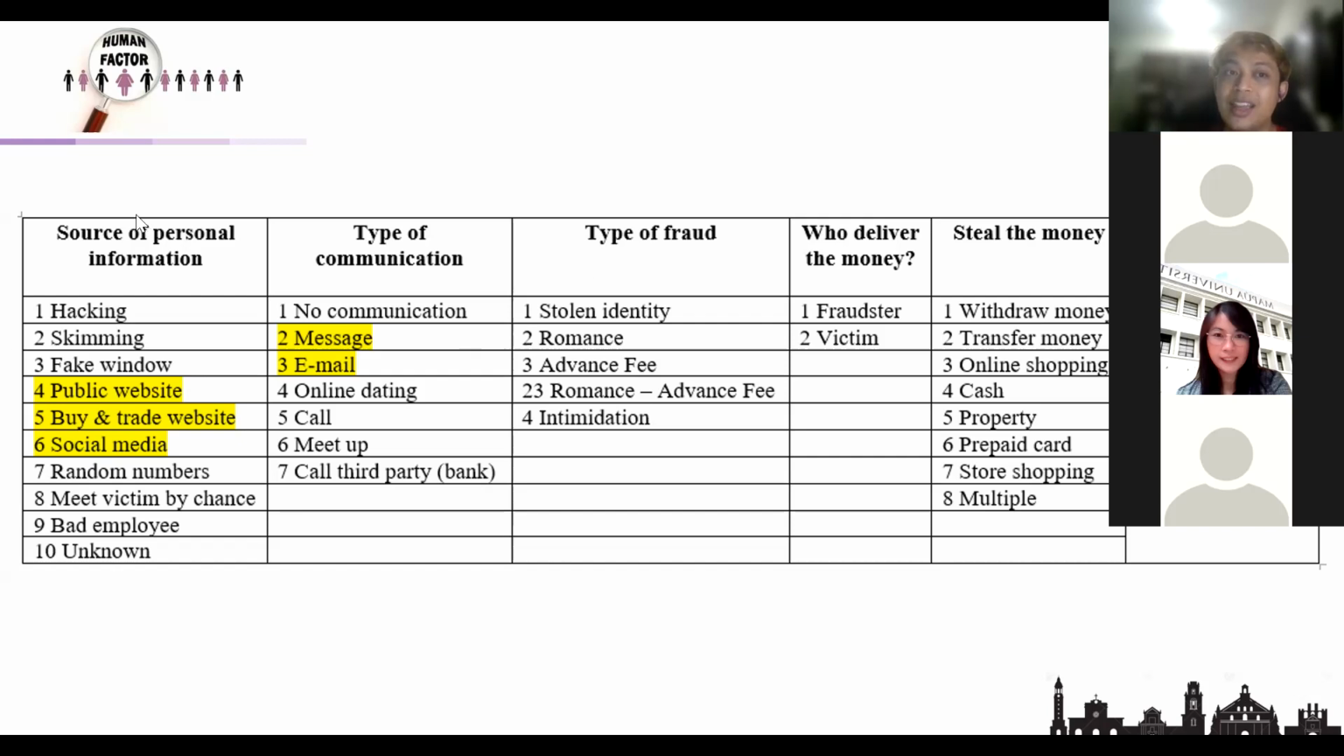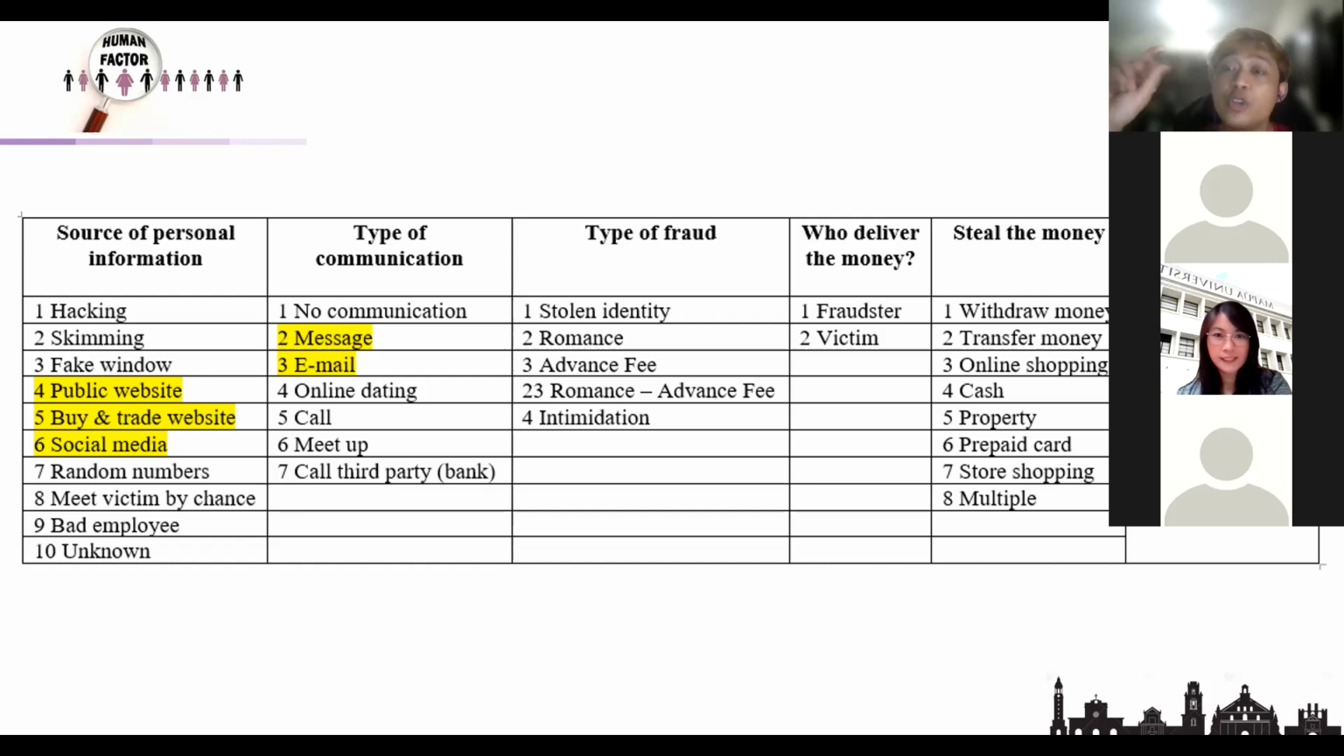Deciding what kinds of things you need to put in the classification scheme is already one big contribution. So I found these very important things. The first is the source of the personal information. Sorry, this is actually for general fraud. Later, if I have time, I can show you some other types of fraud.